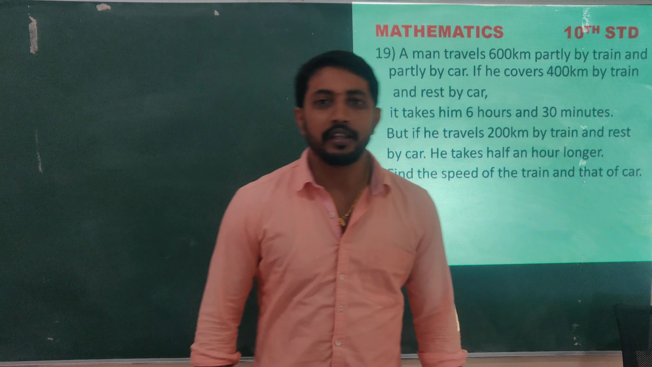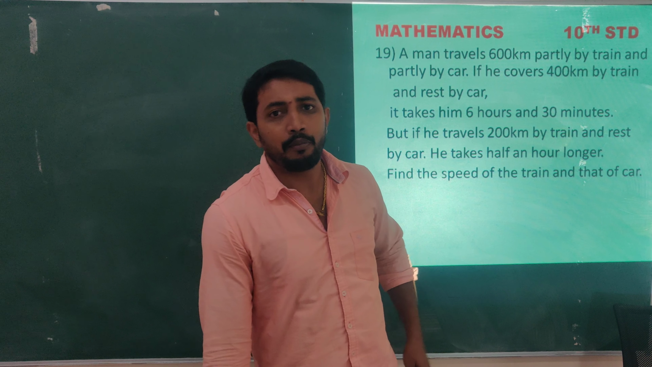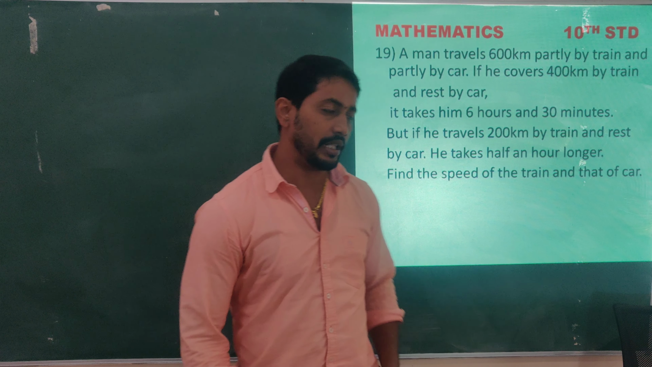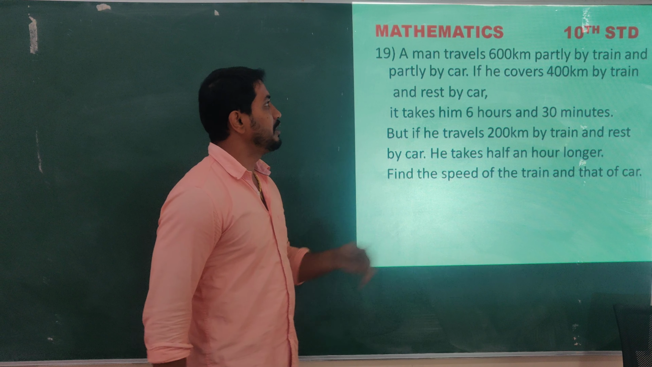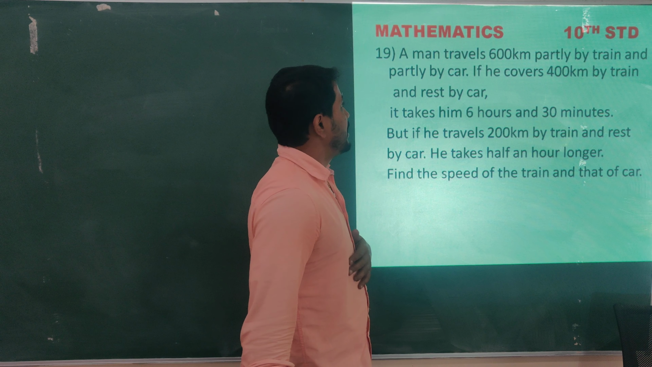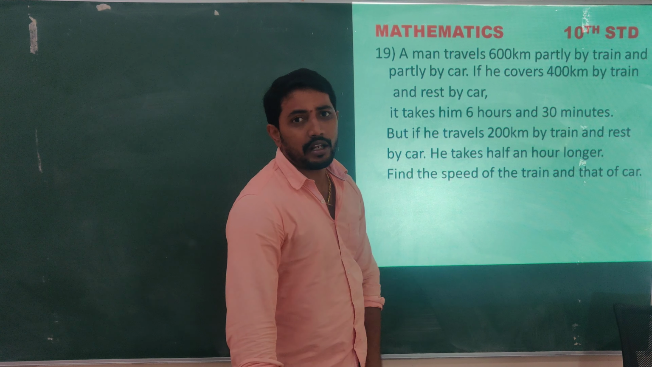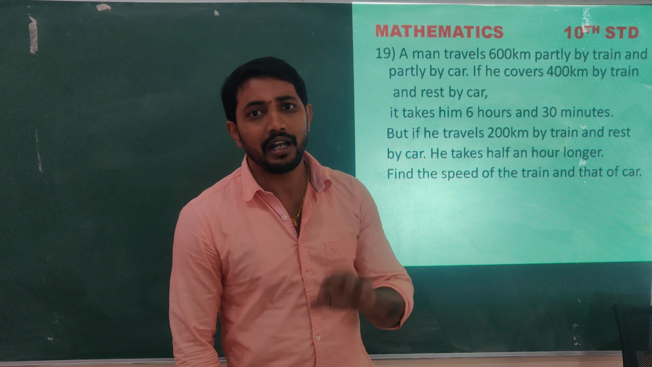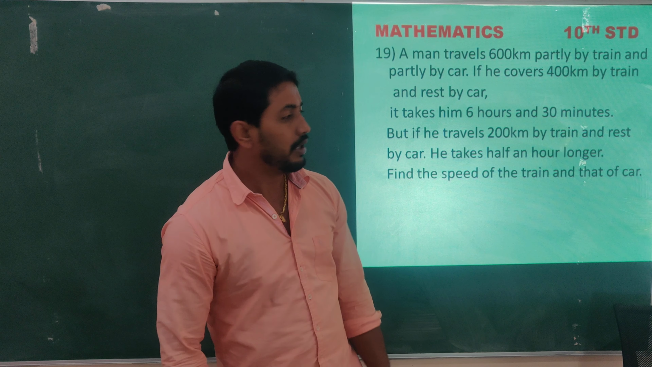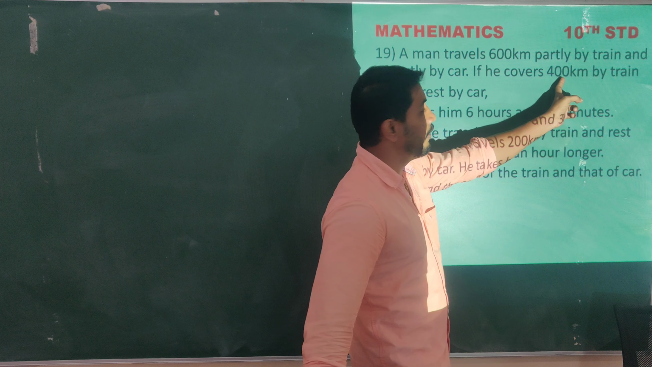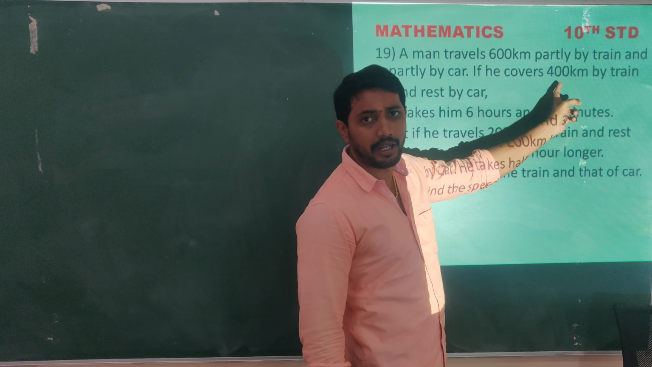Hello everyone. Now let's solve a problem related to linear inequality in two variables. In this problem, a person decides to travel 600 km in two different modes of transportation: one is by train and another one is by car. If you observe the data, first, he covers 400 km by train.